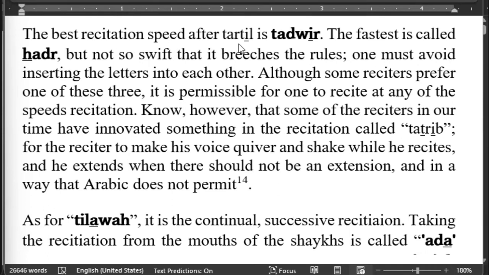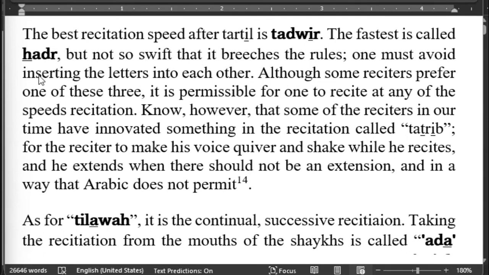So the best recitation speed after tartil is called tadwir, which is your normal standard recitation speed. The fastest is called hadr. I had a recitation where someone's reciting pretty fast, but I didn't look for it for this lesson. But not so swift that it breaches the rules. One must avoid, in this hadr speed, inserting the letters into each other, because now he's reciting faster, so he doesn't want to blend the letters together.